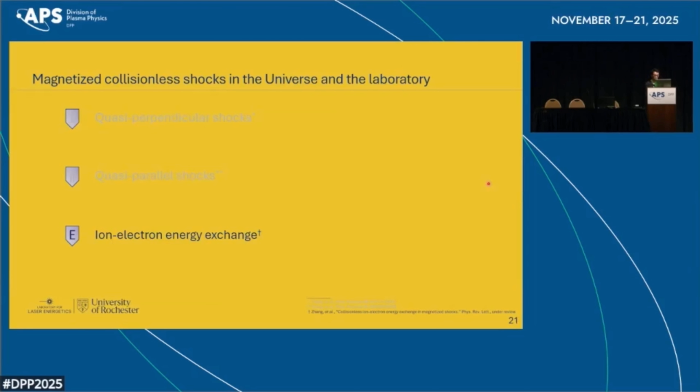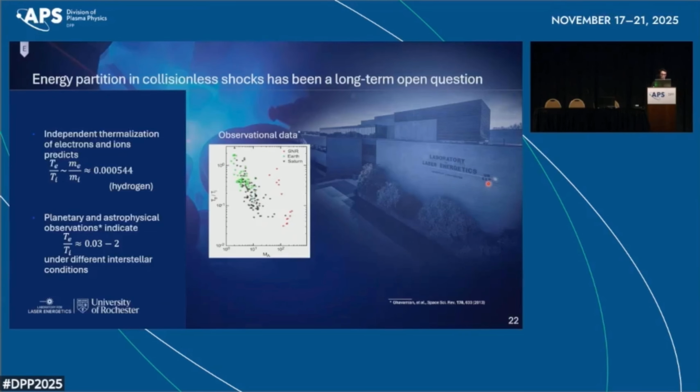Okay, so now let's talk about ion-electron energy exchange. The energy partition in collisionless shocks has been a long-term open question. If we assume independent thermalization of ions and electrons, we should expect Te over Ti to be on the order of me over mi, which is very, very small. But observations indicate that this ratio can be much larger.